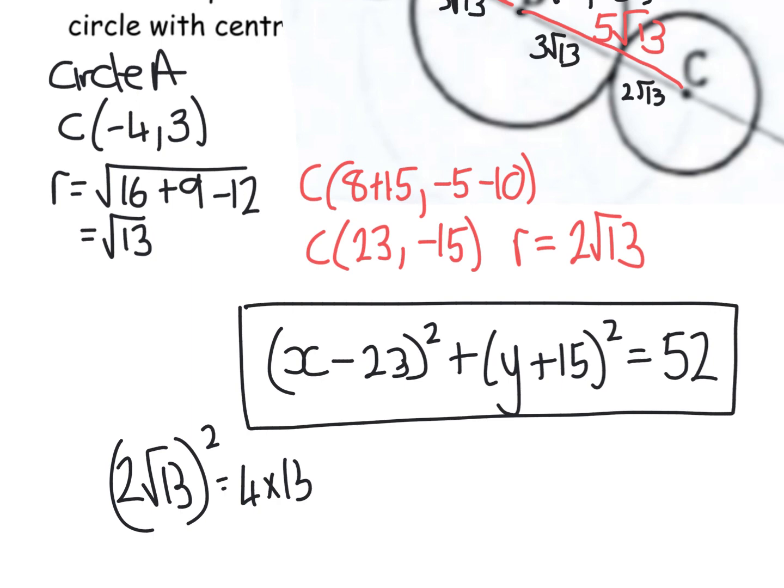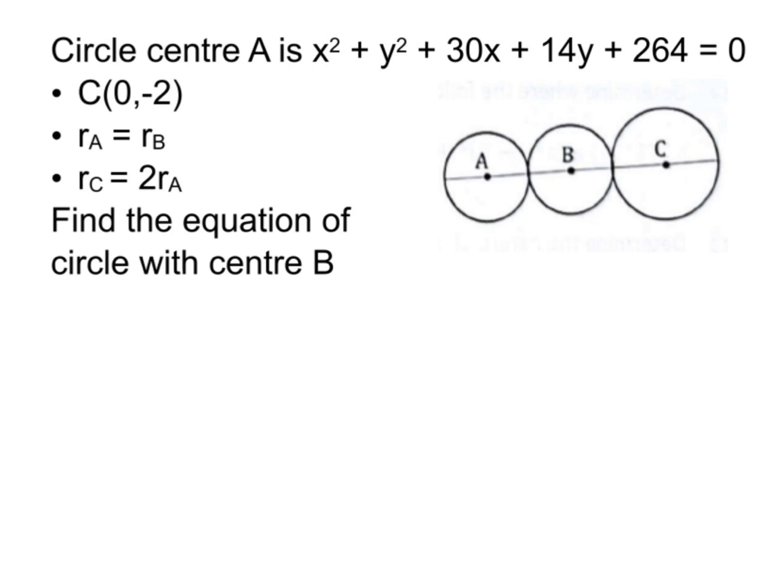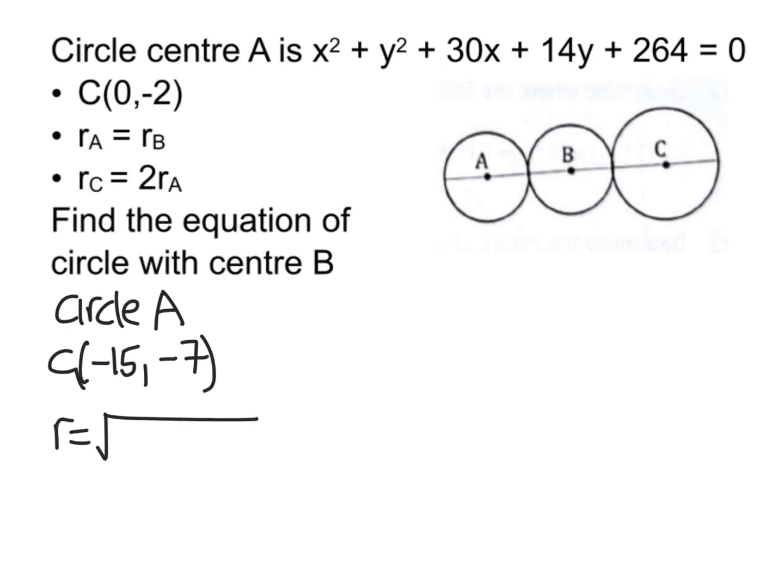Let's do some more. Okay, so this one we're told about circle A. We're told a coordinate for C. We're told stuff about the radius. We have to find B this time. So my starting point is, let's look at circle A and get some information out. Circle A has a centre of half of 30, change of sign, is minus 15. Half the 14, change of sign, is minus 7. Its radius will be big numbers.